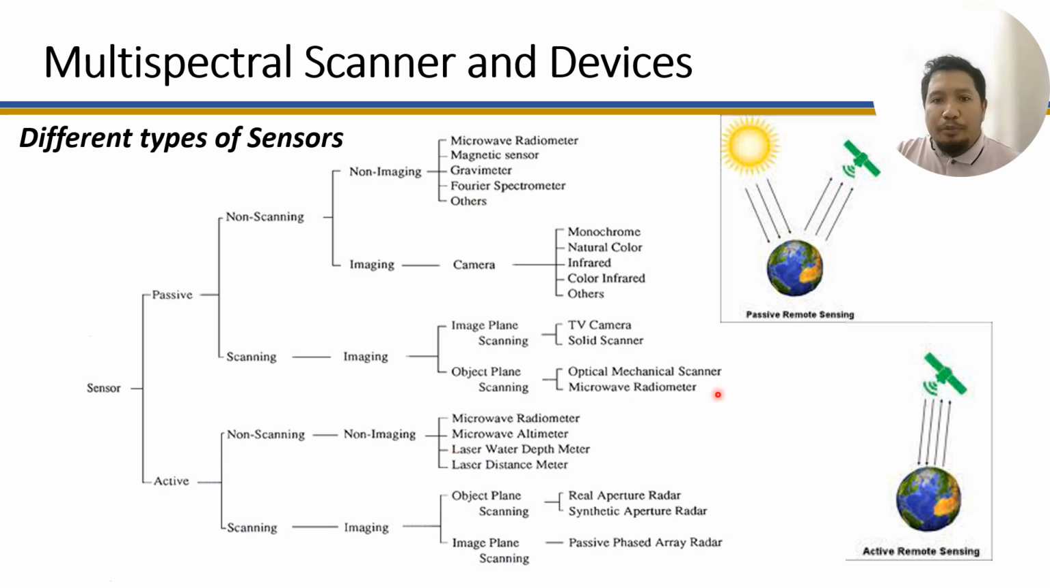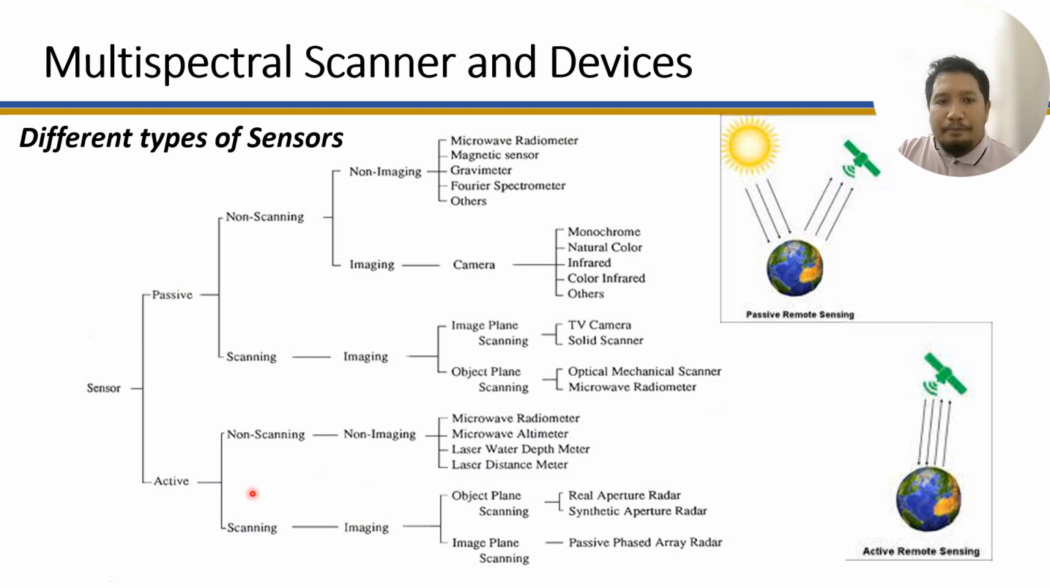So we have the optical mechanical scanner that uses a rotating mirror or other mechanical devices to scan across the object. This one will be covered in these topics. And then we also have the microwave radiometer, which operates in the microwave band to scan the scenes to build an image.